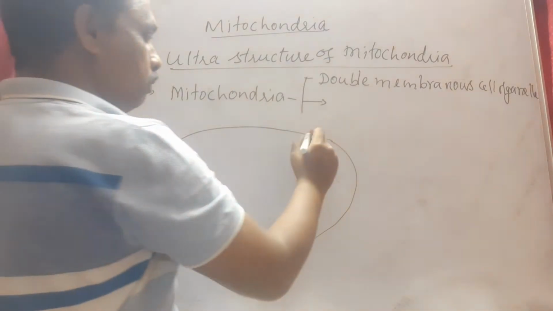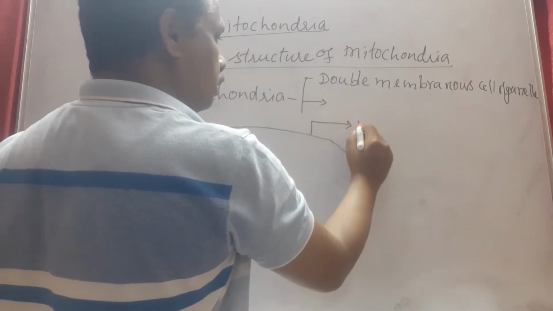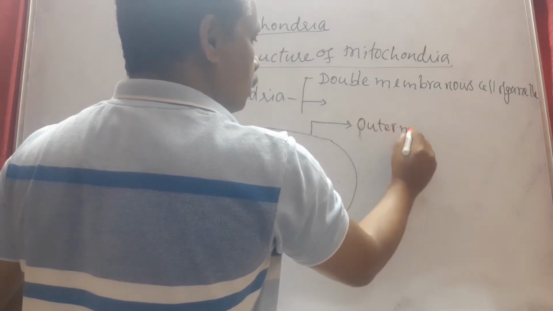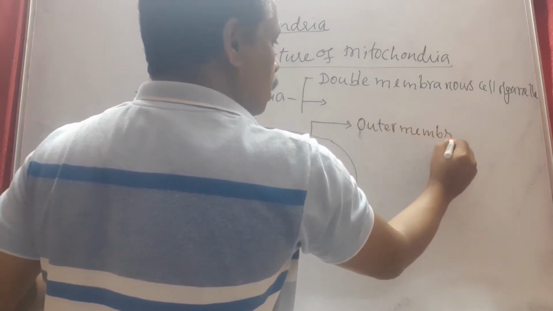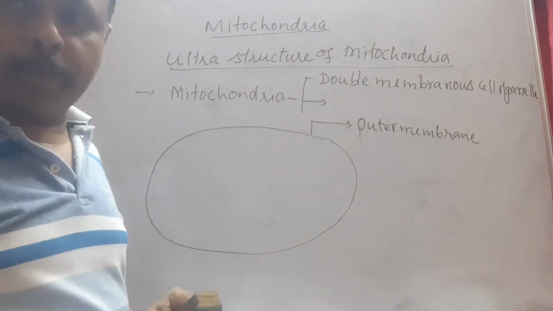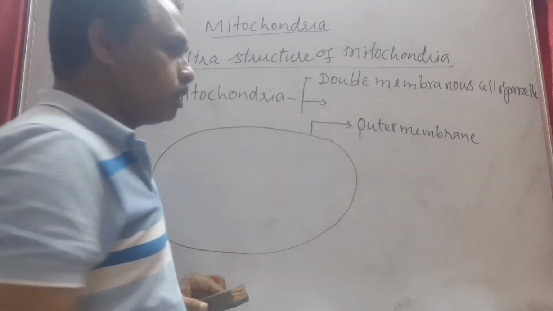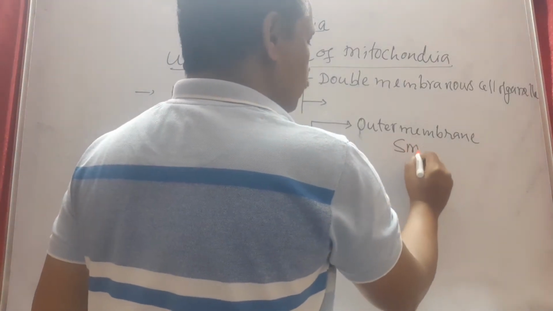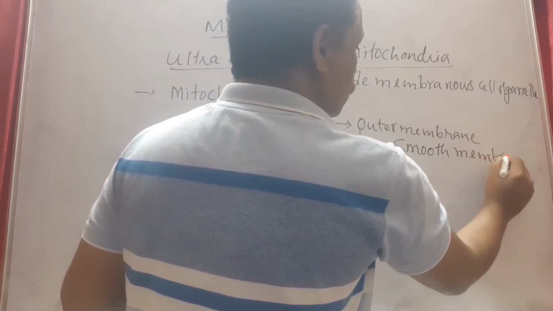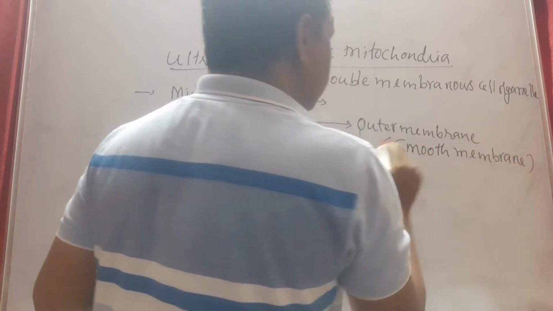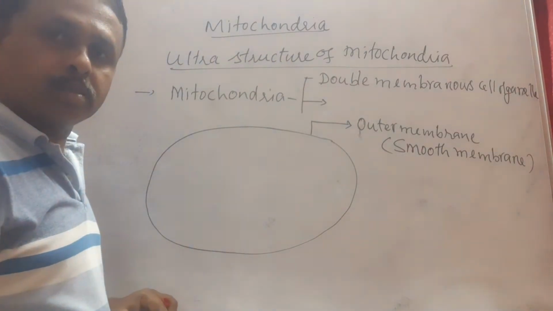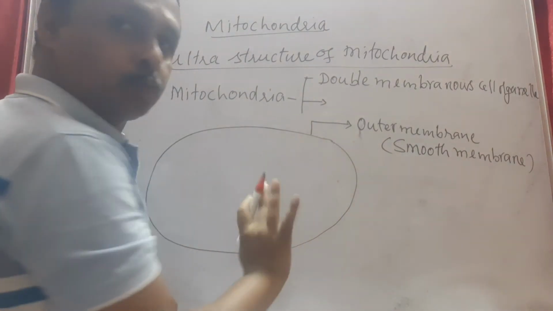Outer membrane. This is called what? Outer membrane. And the outer membrane is a smooth membrane. That means it doesn't have any folds. But whereas the inner membrane is not a smooth membrane.